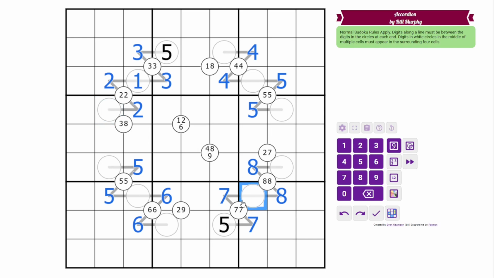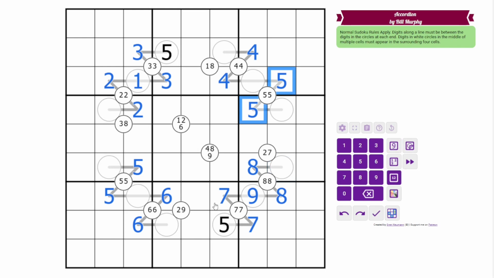Alright. How about this line? This has to be greater than 7. Because we have 7 on the line, we have 5 in this circle. 5, 6, 7, 8 means this is a 9. This has to be less than 8, which could be just about anything other than 9. Okay.